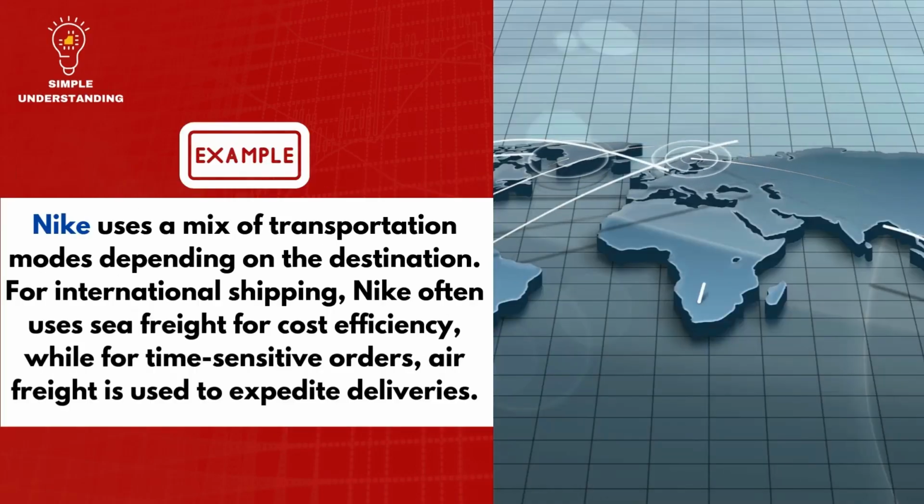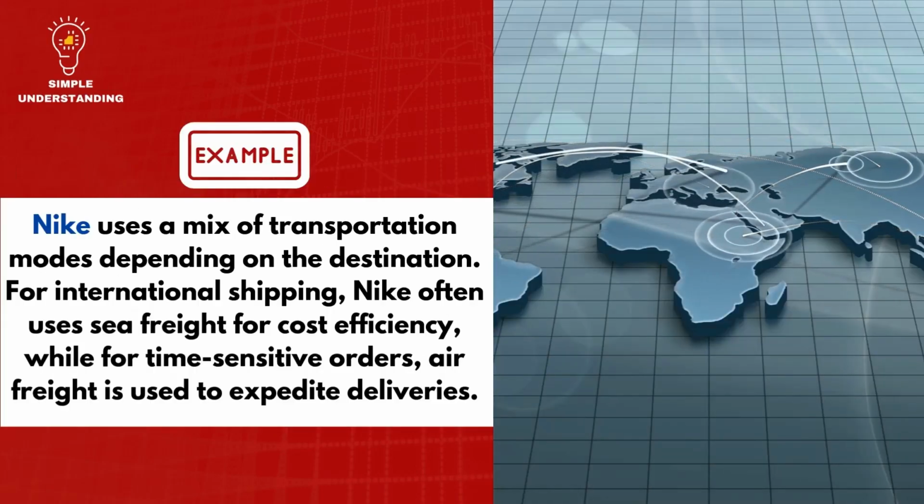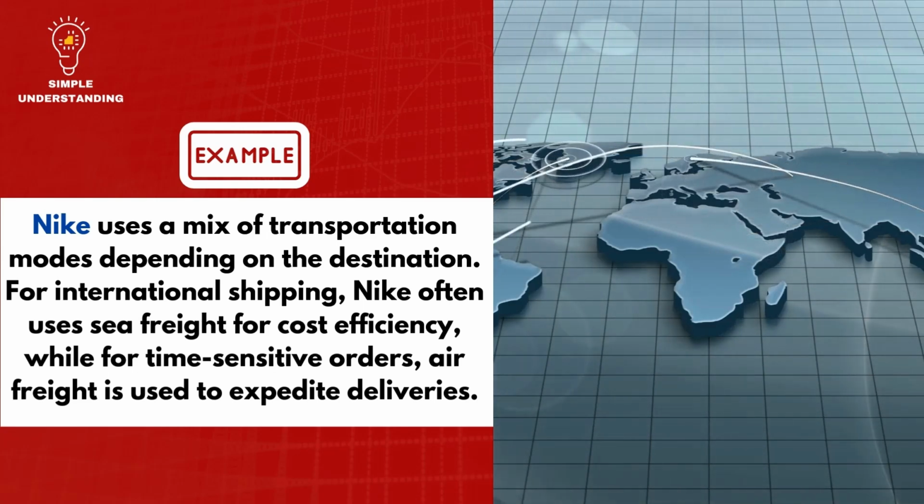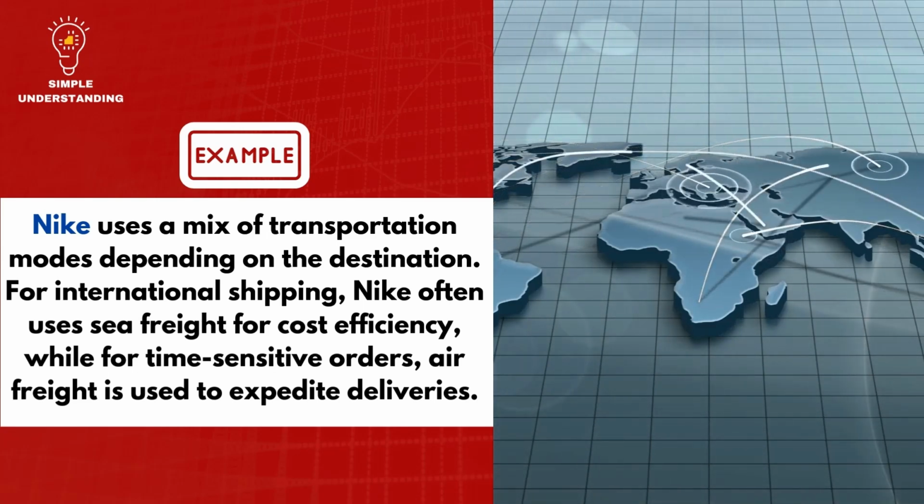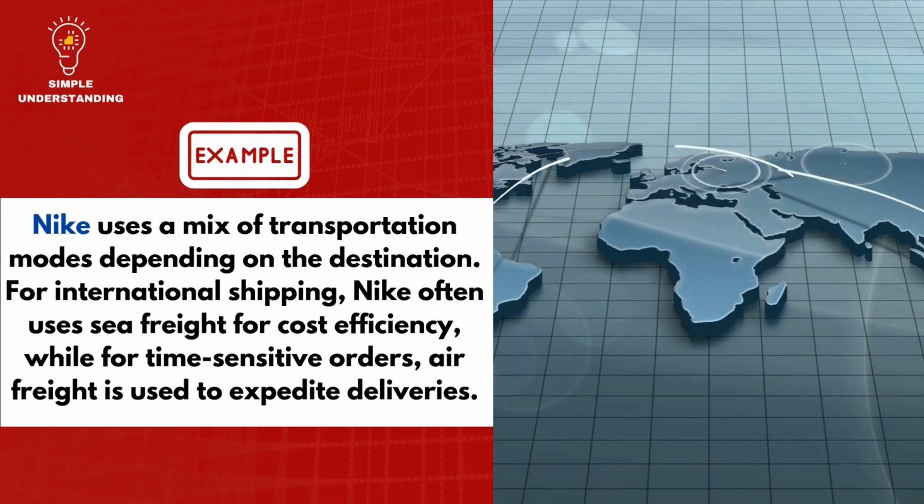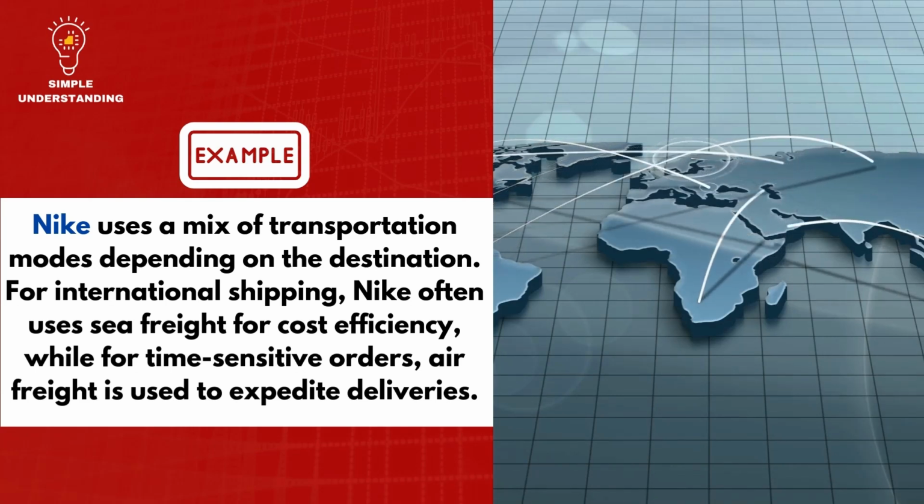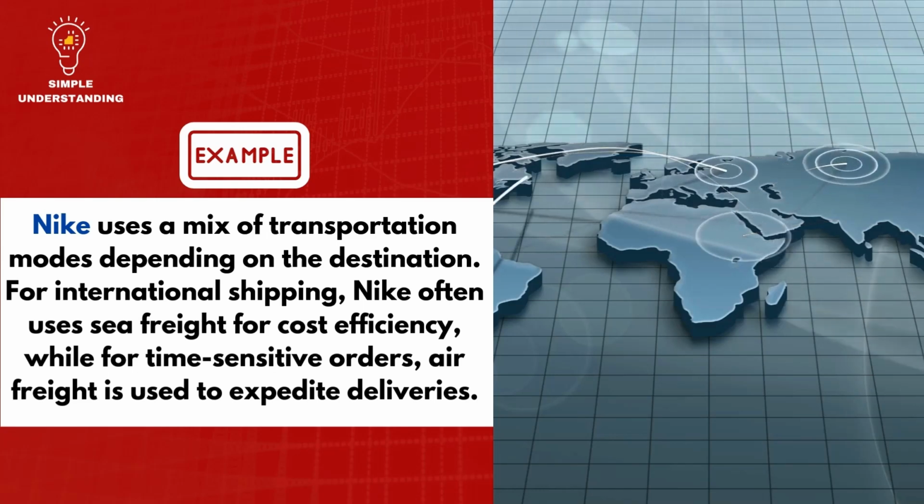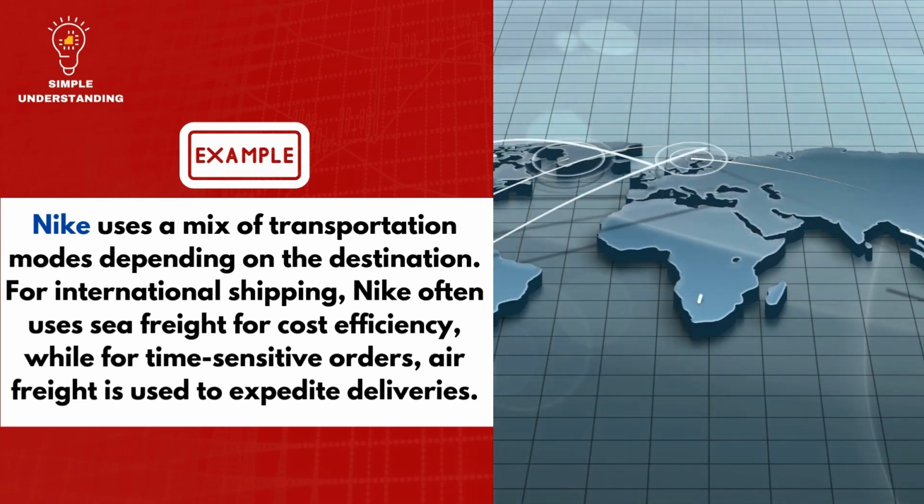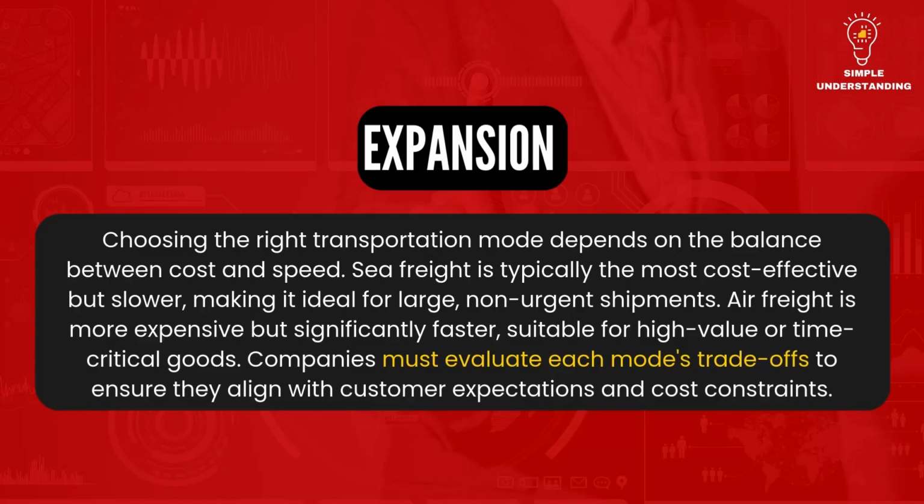Real company example. Nike uses a mix of transportation modes depending on the destination. For international shipping, Nike often uses sea freight for cost efficiency, while for time-sensitive orders, air freight is used to expedite deliveries. Expansion. Choosing the right transportation mode depends on the balance between cost and speed.